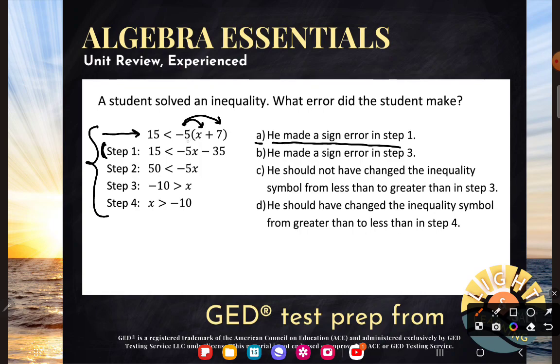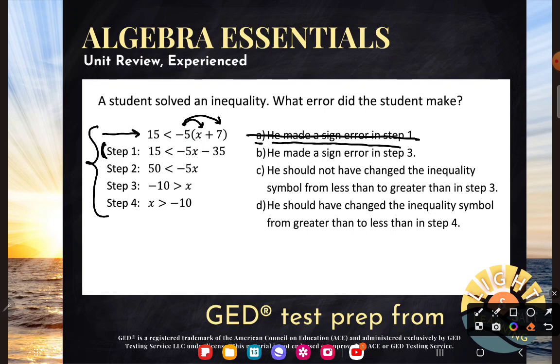So -5 times x is -5x. Check, I like that part. And -5 times +7 is -35. So I like this part too. I see -35. That looks good. I don't think that's the problem. All right, so let's look then at B.